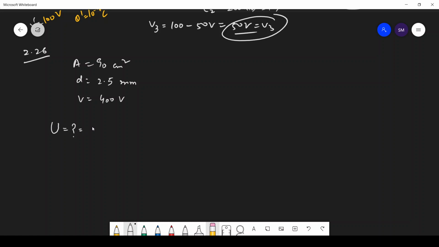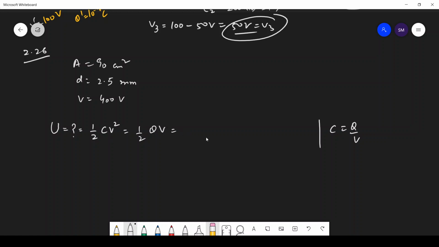So what is the formula for energy stored? Half CV square, and also equal to, so we have three formulas. C is equal to Q by V. So put the value of C here, Q by V into V square, so one V will be cancelled out. So you will be left with QV.